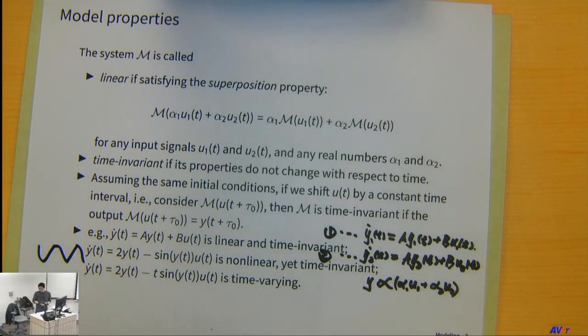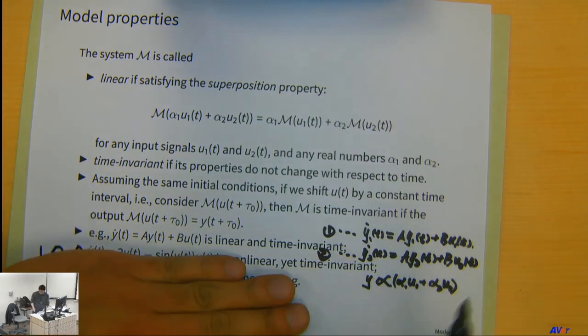Now, on the contrary, let's say cars, after a long time, the engine performs a little bit differently, the tire is going to wear out. In that sense, the property of the system changes with respect to time. So it's time varying. Okay?